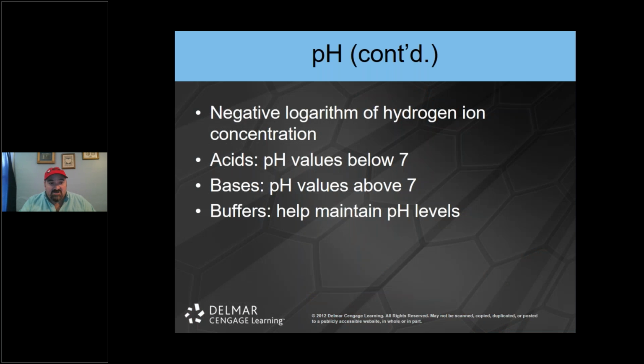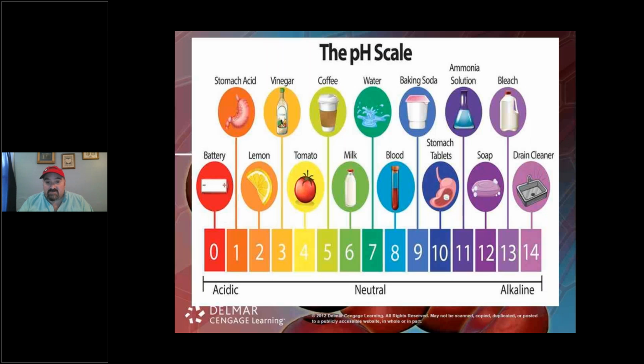Now, pH, this is very important as far as understanding the level of hydrogen ions present within some type of liquid. Let me show you this here. Look at this, I like this image better. So you're seeing here, 7 would be neutral. So water is considered neutral.